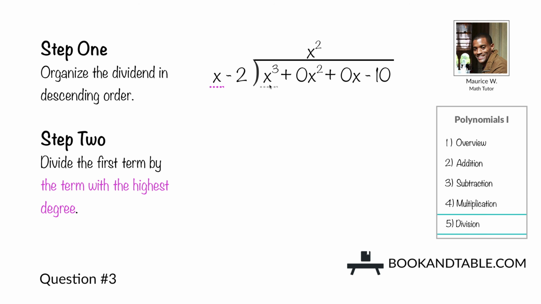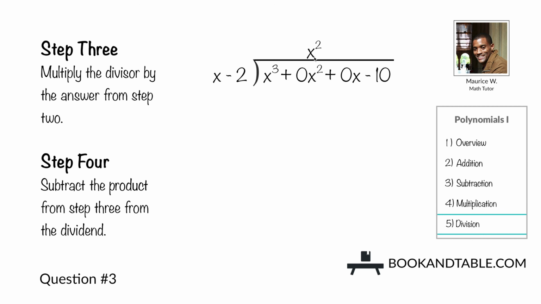So we can divide the first term, x cubed, by the term with the highest degree, which would be x. X cubed divided by x would give us x squared. And now we'll multiply x squared times our divisor, giving us x squared times x, which is x cubed. X squared times negative 2 is negative 2x squared.